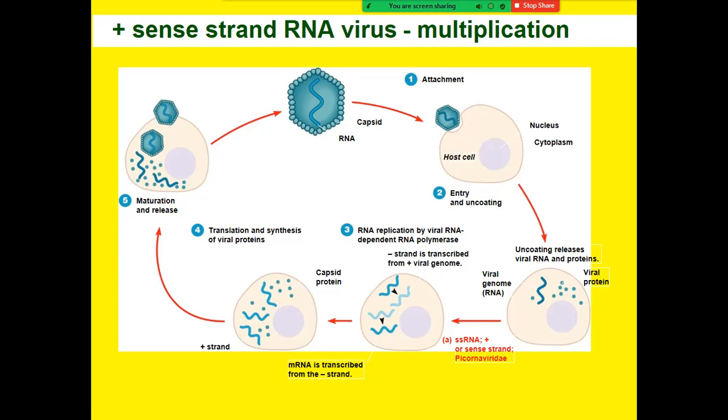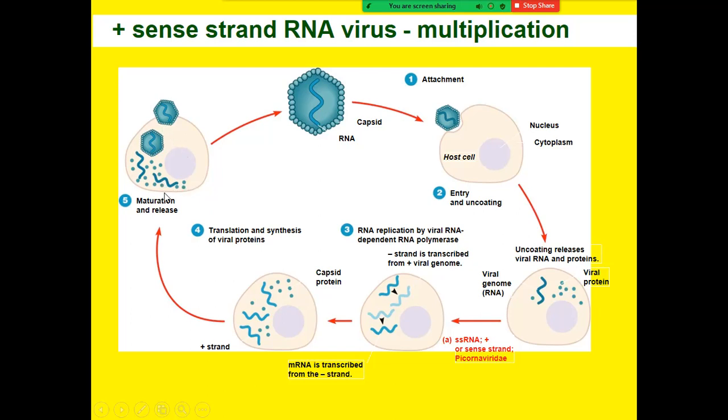And the RNA is unpackaged and it replicates in the cytoplasm right here, and it makes the negative strand. And then the negative strand is used as a template to make more of the positive strand. The positive strand is then used to translate proteins. Capsid proteins get together with the positive strand RNA to make the new virions.